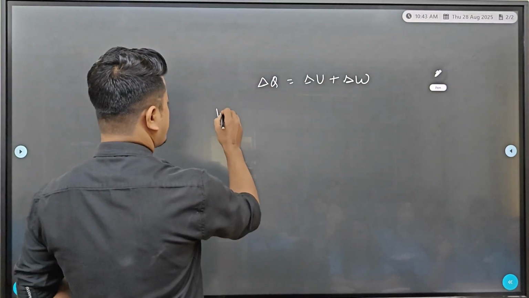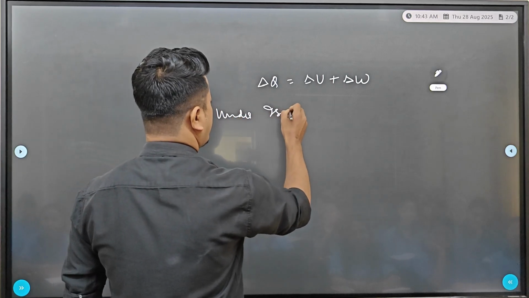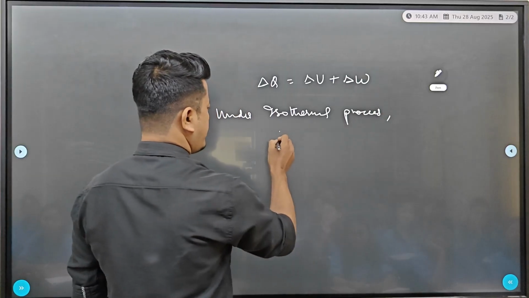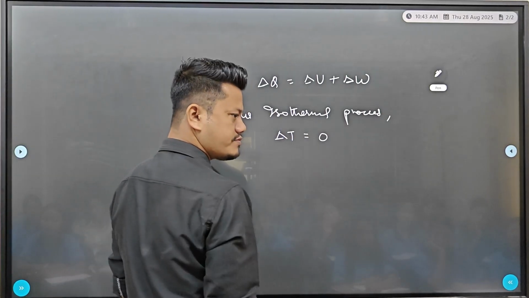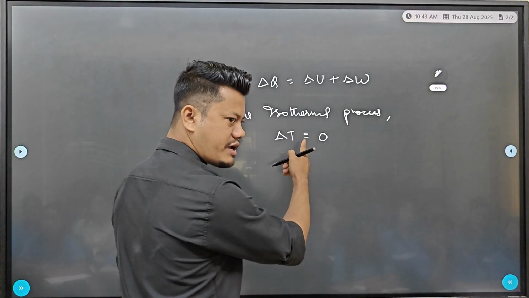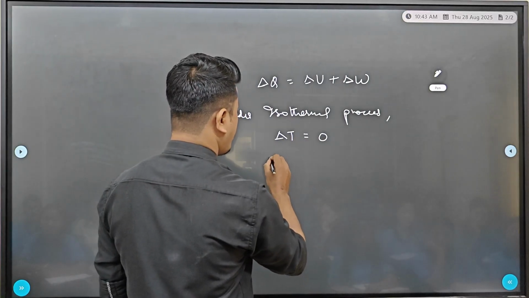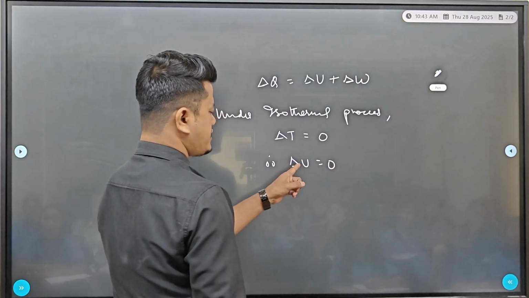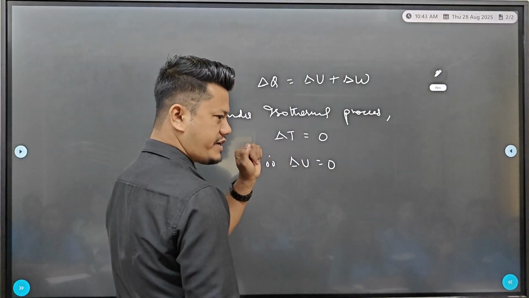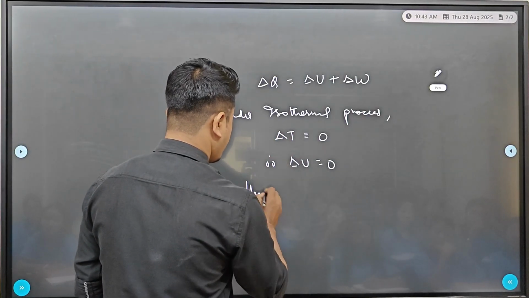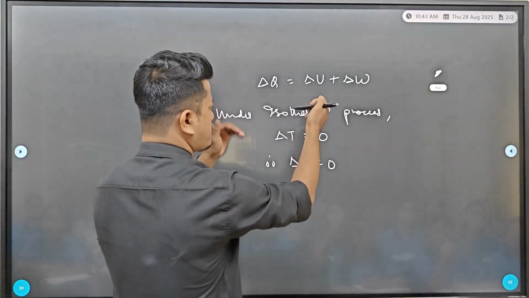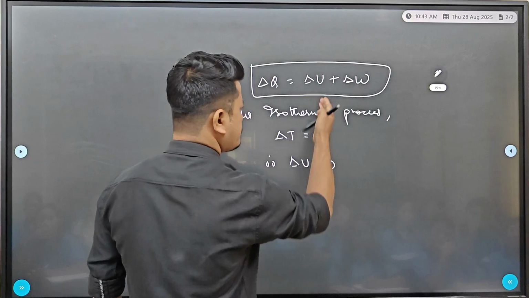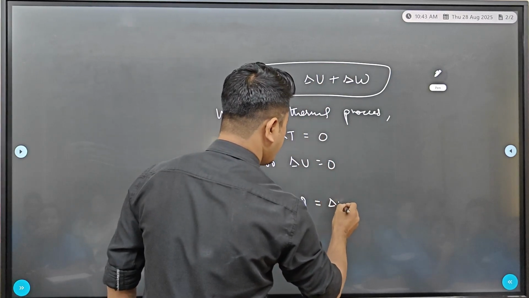Now, under the isothermal process, what we have got? The change in temperature is 0. Got it or not? Therefore, del U needs to be 0 or not? Because the change in internal energy depends on the change in temperature, right? Thus, under the isothermal process, the first law of thermodynamics can be reduced to del Q equal to del W, since del U will be 0 in this case.